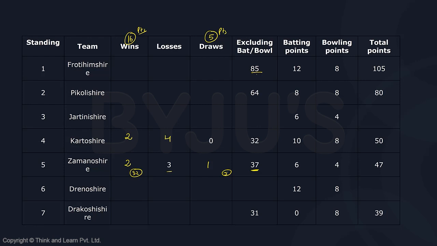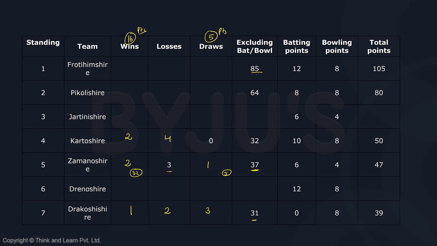Okay, always look for the smaller and the larger value now. Let's look for 31. For 31, I cannot have 2 wins. I have to have 1 win. So out of 31, 16 points are gone. So remaining is 15. For 15, I must have 3 draws. 3 into 5, 15. So there must be 2 losses.